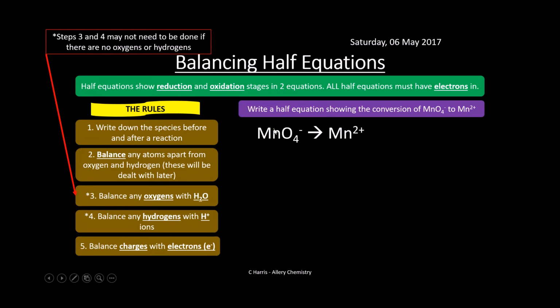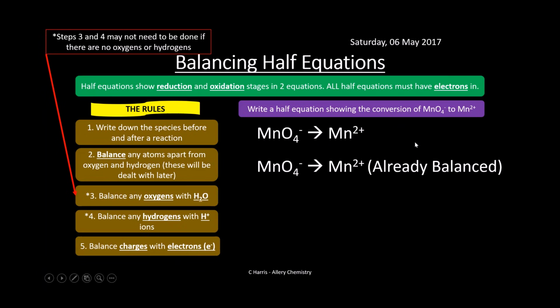Balance any atoms apart from oxygen and hydrogen. Well, the only one apart from oxygen and hydrogen is manganese. They're balanced already. We've got one there and one there, so that's fine. Balance any oxygens with water. You see we've got 4 oxygens here. We haven't got any on this side. So to get 4 oxygens on that side, I need to add 4 waters on the right.